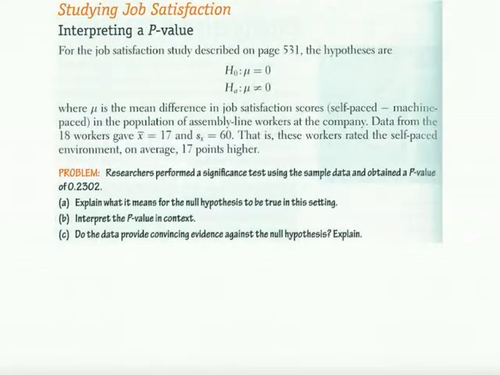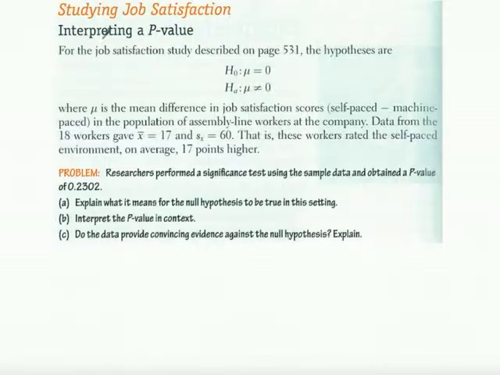So we're going to go back to our job satisfaction study and interpret a p-value for this problem. For the job satisfaction study described on page 531 that we've already talked about, the null hypothesis is that the mean is equal to 0, and the alternative hypothesis is that the mean is not equal to 0. So either the mean is less than 0 or the mean is greater than 0. Remember that mu is the mean difference in the job satisfaction scores, the self-paced minus the machine-paced, in the population of assembly workers at the company.